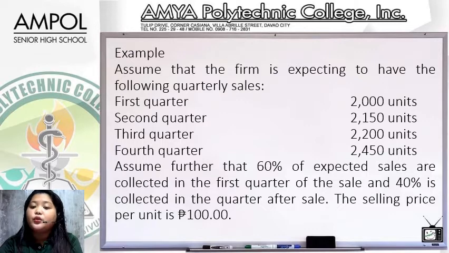Let us assume that the firm is expecting to have the following quarterly sales. On the first quarter, we have 2,000 units. Second quarter, 2,150 units. Third quarter, 2,200 units. Fourth quarter is 2,450 units. Let's also assume that 60% of expected sales are collected in the quarter of the sale and 40% is collected in the quarter after the sale. The sale price per unit is 100 pesos.